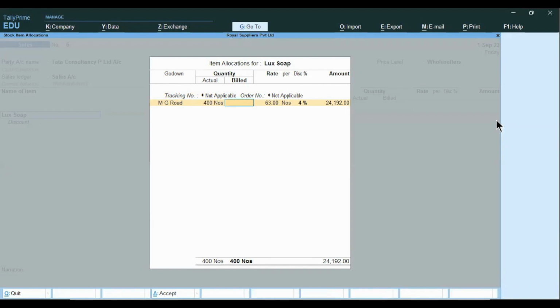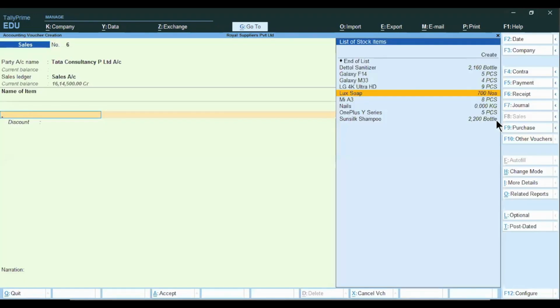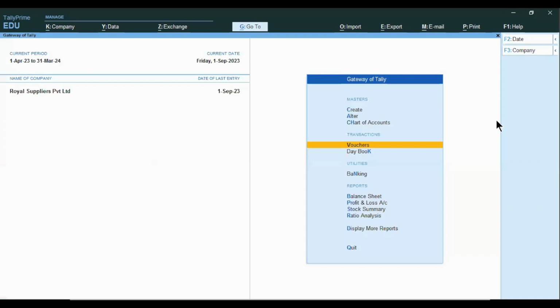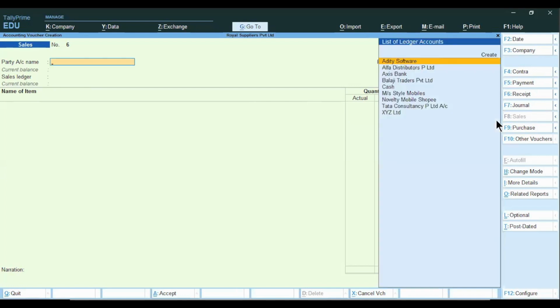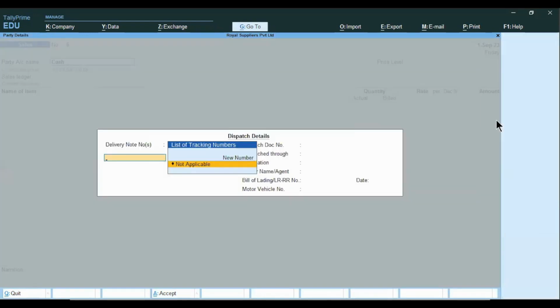Just I am escaping from the whole invoice. Again we will enter the same invoice with different quantities. Suppose sales, and suppose we are not selecting the party. Now we are selling it for cash. So cash ledger we will select.